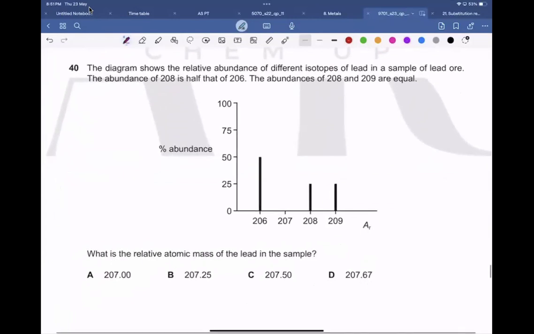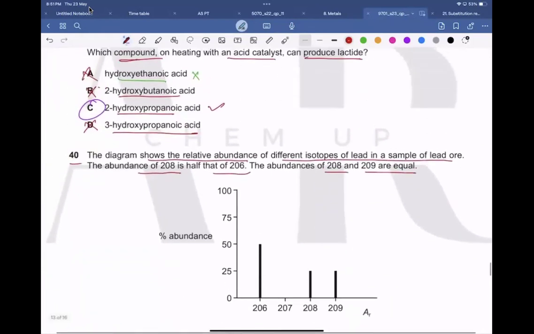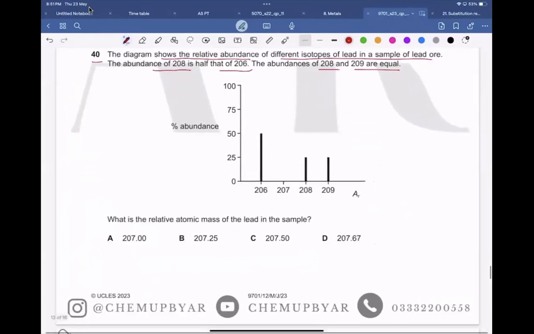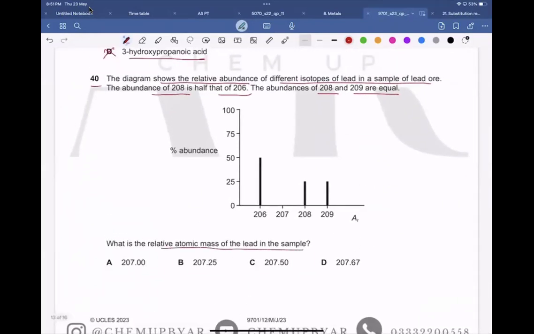Now question number 40. The diagram shows the relative abundances of different isotopes of lead in a sample of lead ore. The abundance of 208 is half that of 206. The abundances of 208 and 209 are equal. What is the relative atomic mass of lead in the sample?